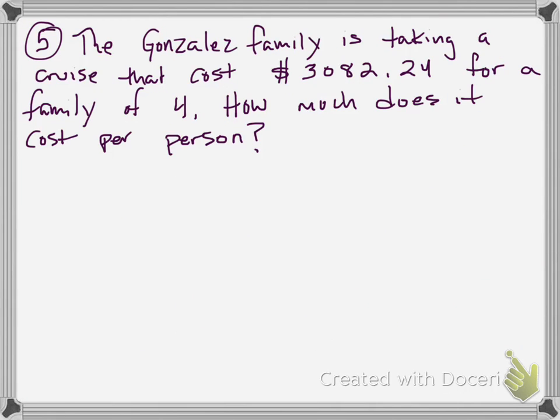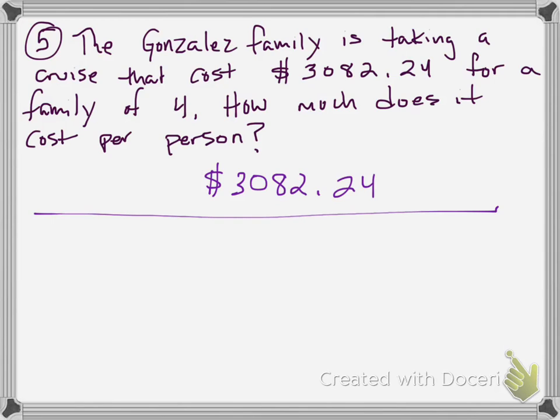And here's problem number 5. The Gonzalez family is taking a cruise that costs $3,082.24 for a family of 4. How much does it cost per person? So we have the total cost, $3,082.24. And that's for the total cost, the whole thing. And we know that's for 4 people. So they're asking how much does it cost per person.